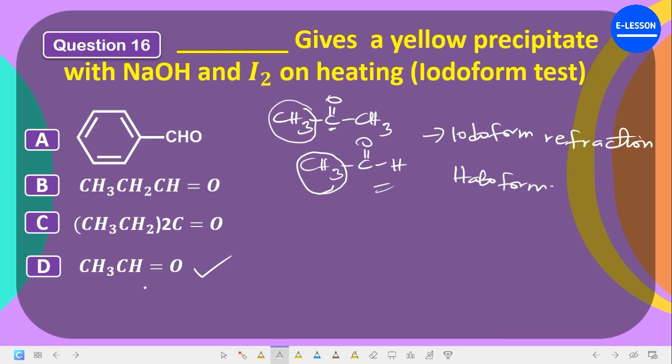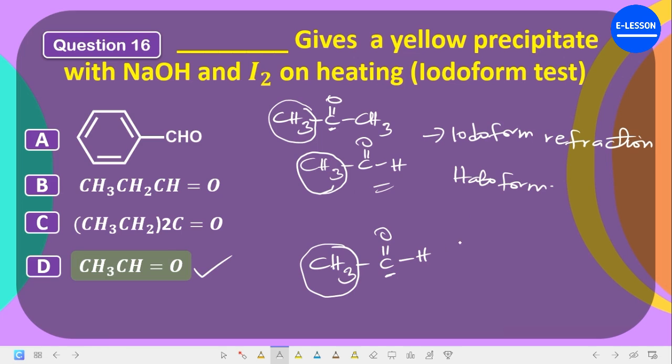This is already acetaldehyde, which is CH3CHO. If I want to write it out, it becomes CH3 C double bond O and H. This one has the CH3 group attached to the carbonyl. So this will be the correct answer, which is option D.